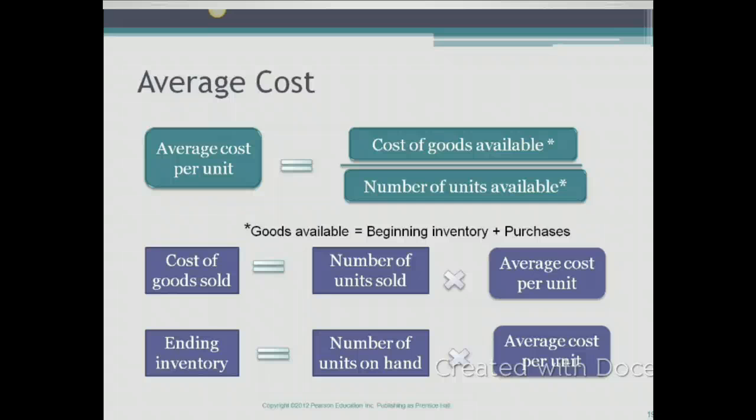Once you calculate your average cost per unit, then you multiply it by the number of units sold to calculate your cost of goods sold, and you multiply the average cost by the number of units on hand to calculate your ending inventory.